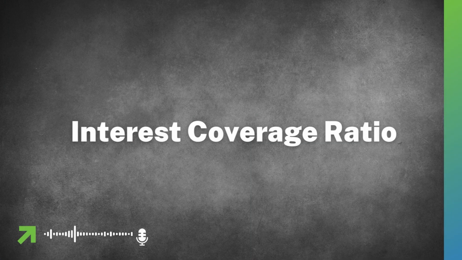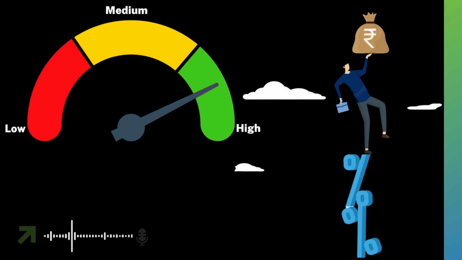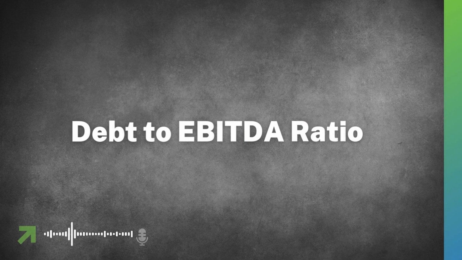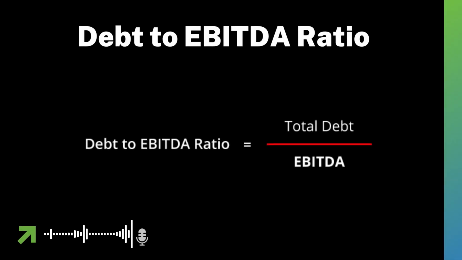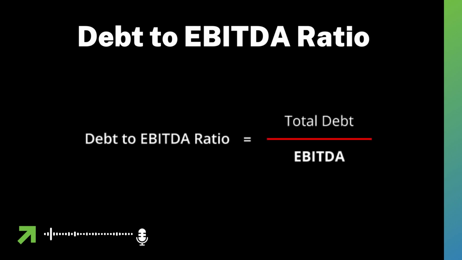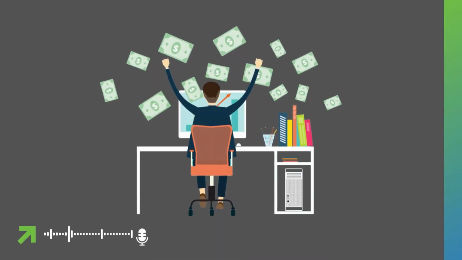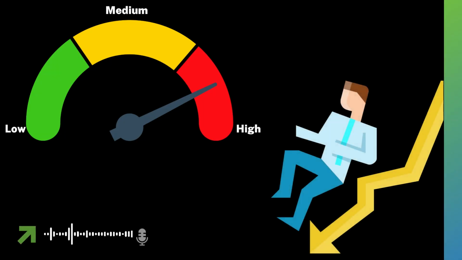The interest coverage ratio is used to determine how easily a company can pay interest on its outstanding debt. The higher the interest coverage ratio, the lower the risk of the company defaulting on its interest payments. The debt to EBITDA ratio measures the amount of income generated and available to pay down debt before covering interest, taxes, depreciation, and amortization expenses. It indicates the ability of a company to pay off its debt. A high ratio could mean that a company has a very heavy debt load.